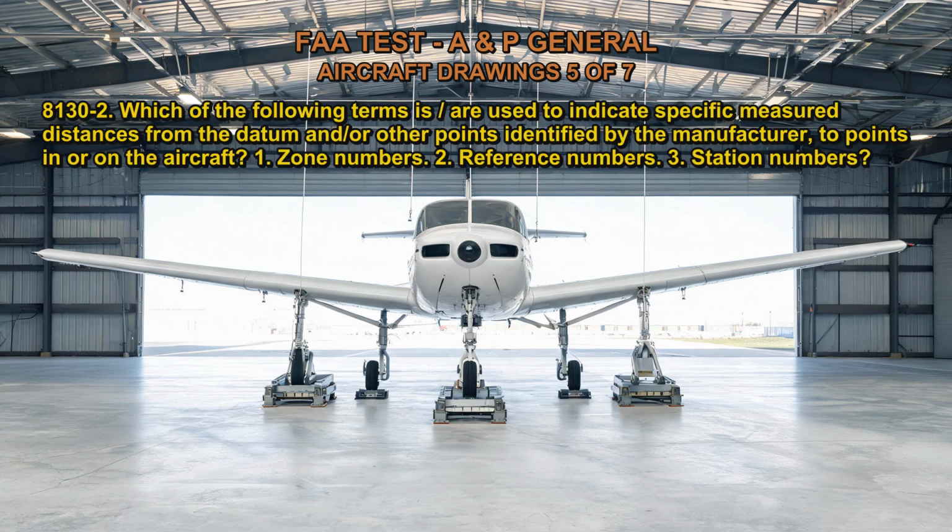Q8130-2. Which of the following terms is used to indicate specific measured distances from the datum or other points identified by the manufacturer to points in or on the aircraft? 1. Zone numbers. 2. Reference numbers. 3. Station numbers. A. 1 and 3. B. 3. C. 2.